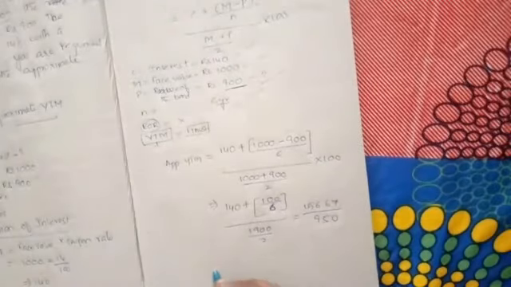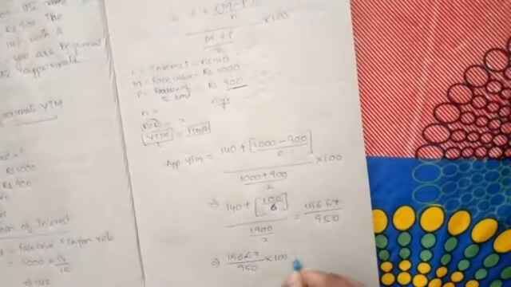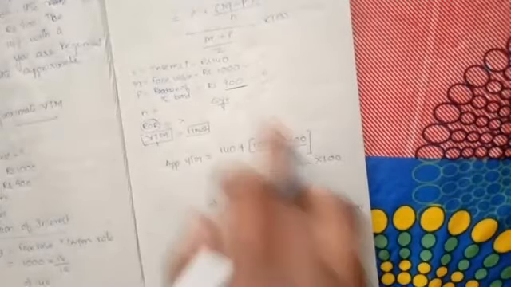Okay, so now 156.67 divided by 950, into 100. So what will be the answer here? 156.67 divided by 950, into 100, that is 16.49%. So this is what we have generated through this investment. You got my point? So let me explain what we have done here.